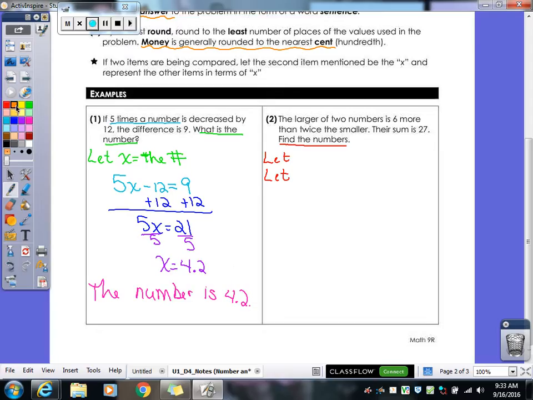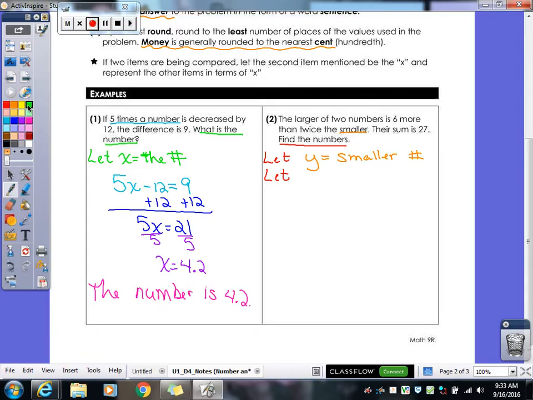So they tell us the larger of 2 numbers is 6 more than twice the smaller. So I have to state what's going to be the smaller number before I can figure out what the larger one is. Okay, you want to use y? Okay. So let y equal the smaller number. So what would we write for the larger one? Nope, can't use x. One variable.